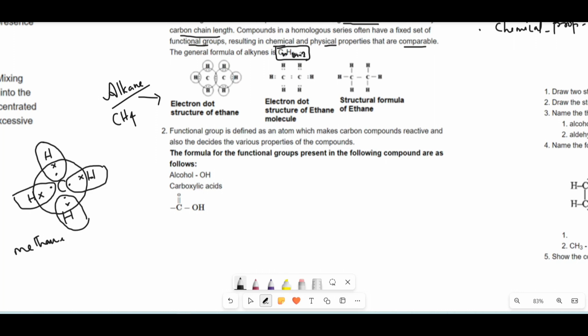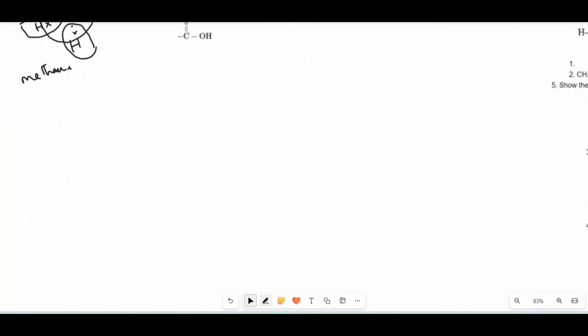And for ethane, it will be C2H6. So there are 2 carbon atoms, and this will be sharing electrons with the hydrogen atom. Okay. Now, but in the case of alkyne series, CnH2n minus 2, as you know, alkynes will have CnH2n minus 2. So this is alkyne.